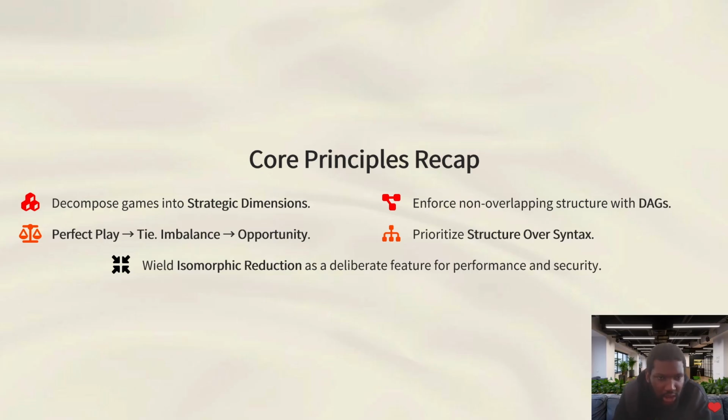Perfect play equals tie. Imbalance equals opportunity. That's my insight. That's my information, because I have an edge to do something. And it's not just a risk reward. It's a mathematically verified risk reward to mitigate a risk. Push the enemy. Gain advantage over something.